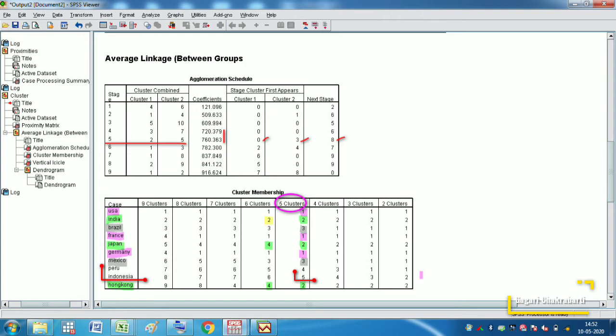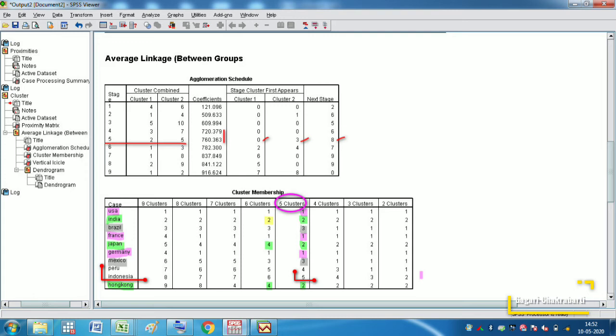Cluster 1 contains India, it was formed in stage 0. The second cluster contains Japan and Hong Kong, and it was formed in stage 3. More changes will be there in stage 8. So in that way we can explain these columns.